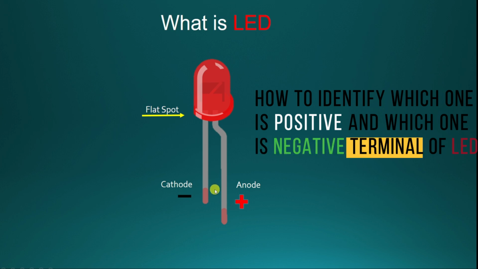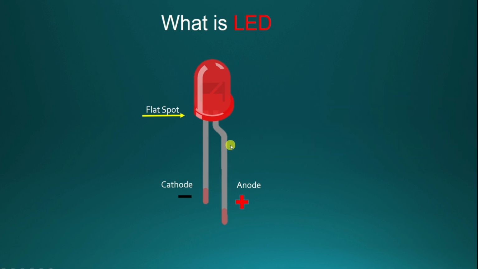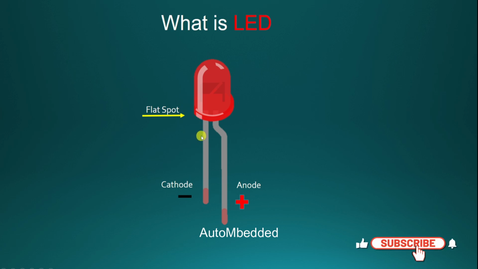At a beginner level, there is always confusion about how to identify which one is the positive and which one is the negative terminal of the LED. If you look at the LED, you will simply notice that the terminal which is longer in length is the anode, or positive terminal. The other one, which is shorter in length, is the negative terminal, that is the cathode. But in case both terminals are the same length, then there is a flat spot near the cathode which can be easily identified.